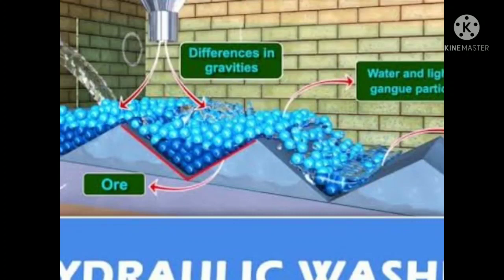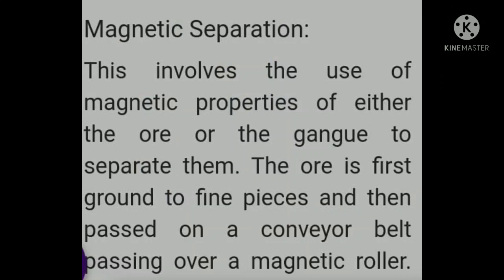The next method is the magnetic separation method. You all know magnetism, isn't it? So what is the principle behind this? See, out of our ore and gangue, one should possess a magnetic property and the other should not possess this property. Then only this method is applicable.